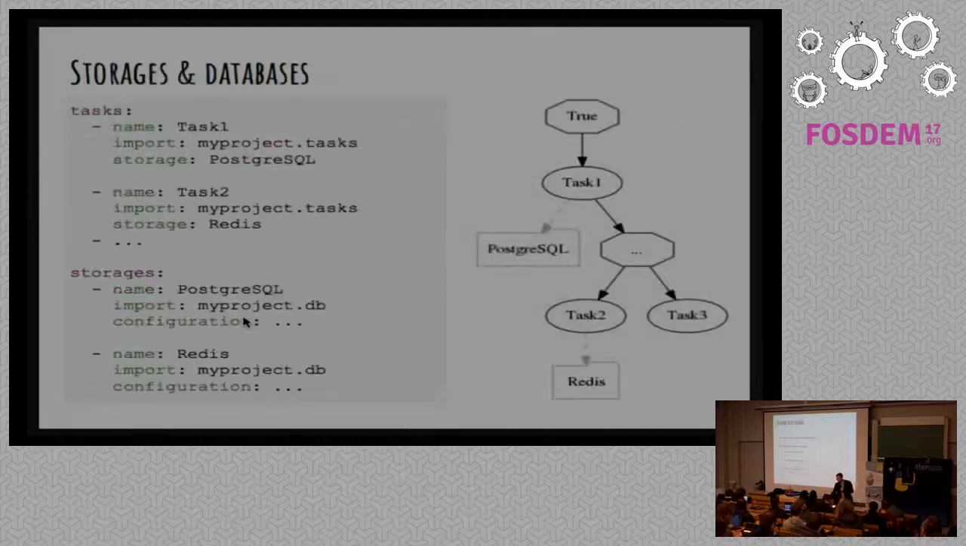Then you provide this definition in your YAML configuration file, where you state where the implementation of the database adapter sits, and what its name is. Optionally, you provide a configuration, and then you assign these storages or databases to your tasks. And as visualized, these results are stored in Postgres or Redis in this example.